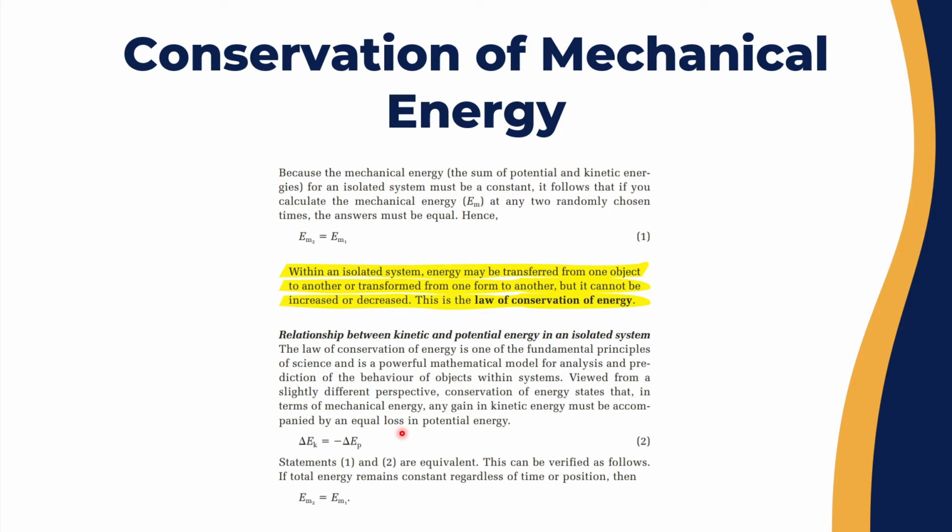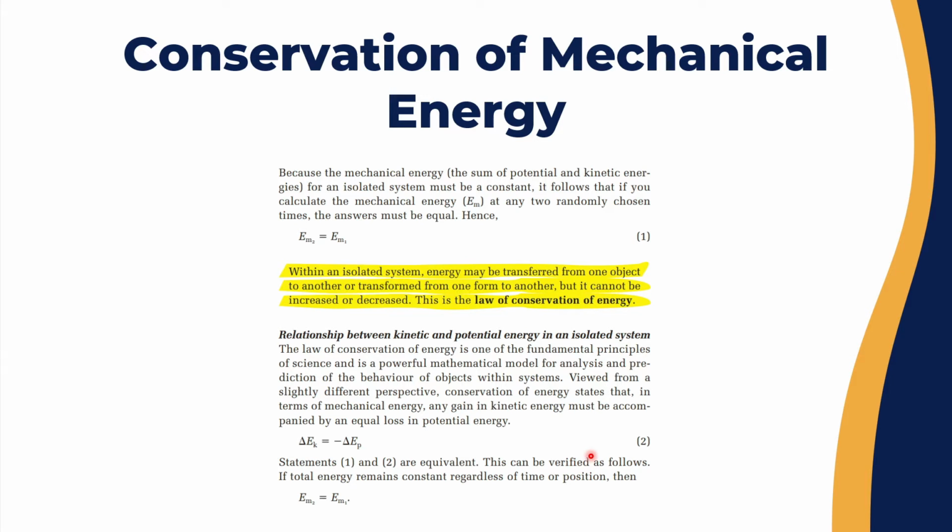Now, in an isolated system, what is the relation between kinetic and potential energy? We know that the law of conservation of energy is a fundamental principle, and it is a powerful mathematical model for the analysis and prediction of the behavior of the objects within that system. If you take another perspective, the conservation of energy states that in terms of mechanical energy, any gain in kinetic energy must be accompanied by an equal loss in potential energy, which in mathematics is delta EK equals minus delta EP. Now statements 1 and 2 are equivalent.